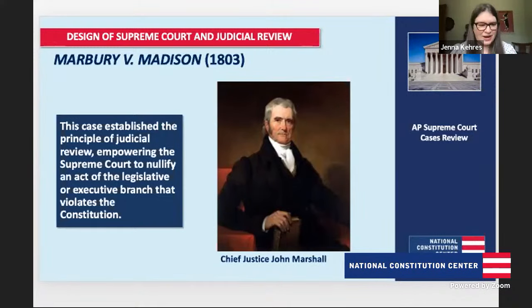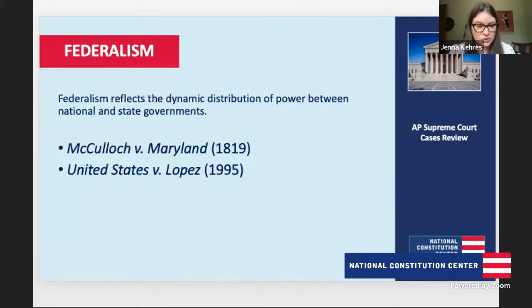Okay, cool. All right, so we're going to move on to the next grouping, which is about federalism. So that relationship between the federal government and the state governments, and that push and pull, which has been at the heart of our government since the Constitutional Convention. There've been a couple of Supreme Court cases that have dealt with this matter.